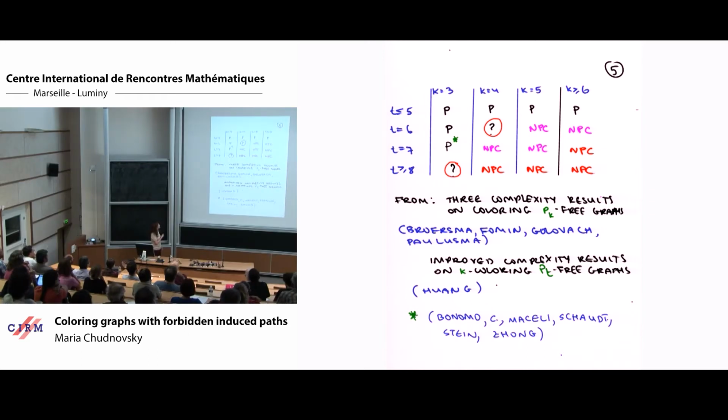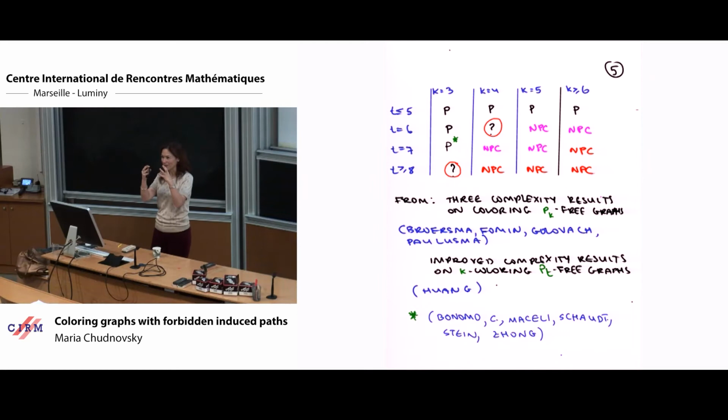So what about excluding a path of length 6? 3-coloring is polynomial. 4-coloring is open, and I'll say something about this in a little bit. And then if you're trying to 5-color or more, that's NP-complete. If you think about it for a minute, you can complete this table. If you prove that something is NP-complete, then everything toward the bottom and everything to the right is NP-complete. And if you prove that something is polynomial, then everything up and everything to the left is polynomial.